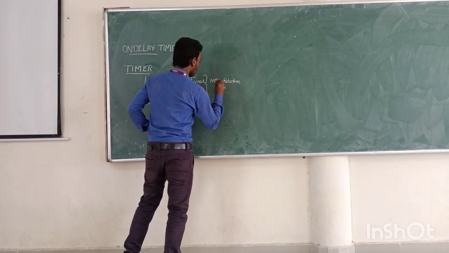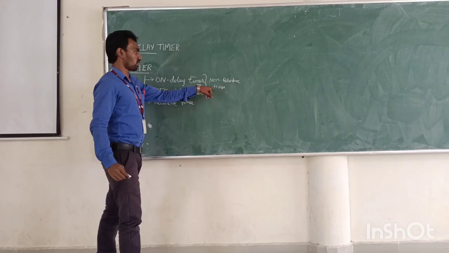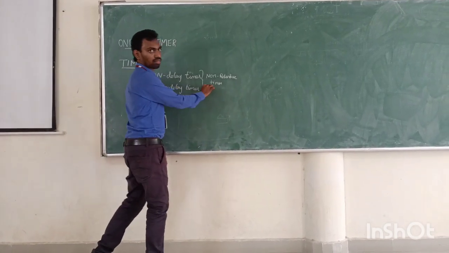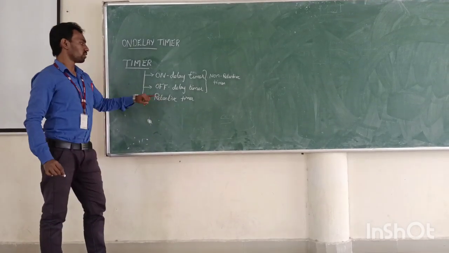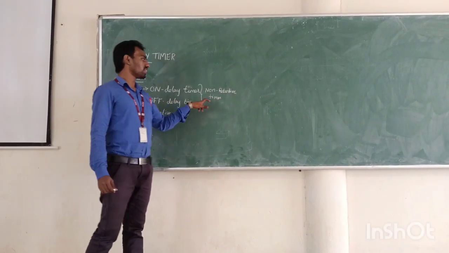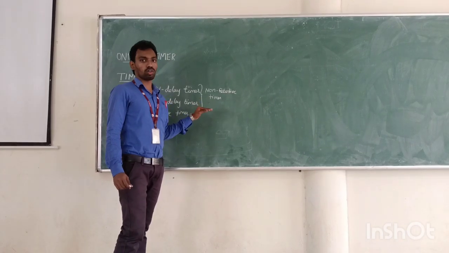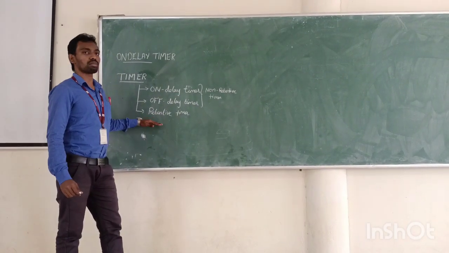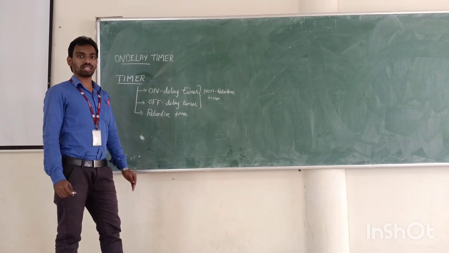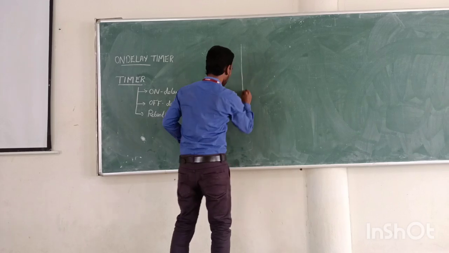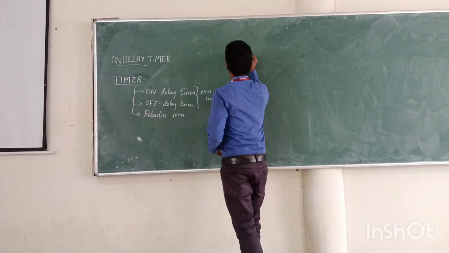So the main difference between the non-retentive and retentive timer is the reset of the timing value. The non-retentive timer will reset the value when the power supply is removed from the device, and the retentive timer will not reset the value after the power supply is removed from the device. So first today we are going to see about on delay timer.